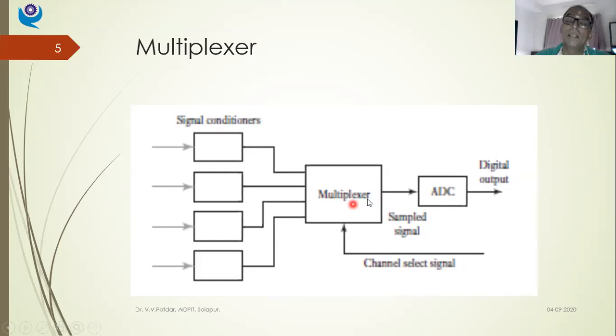So the multiplexer will select which channel. Channel 2, I want to convert it into digital form and read. Accordingly, the multiplexer will select the channel and process that signal. Let us say channel 1, channel 2, channel 3, channel 4, corresponding to 4 different sensors and transducers. Accordingly, my multiplexer will select that signal from the sensor and transducer, and then that signal is sampled, held, and converted by the ADC, and I get a digital output. This is how my multiplexer works.